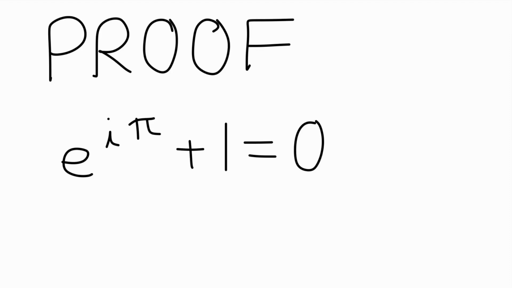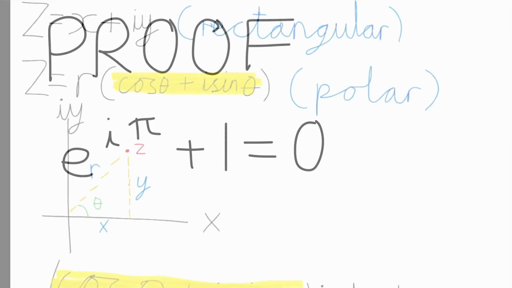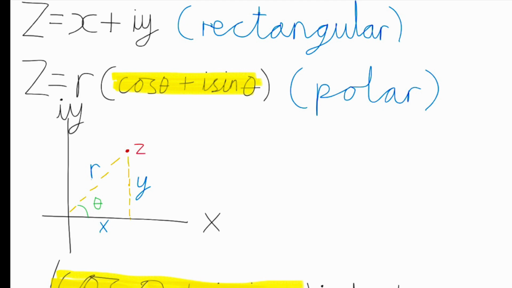Proof that e to the i pi plus 1 is equal to 0. First, let's look at the complex plane. Let's consider a point on this plane and call it z. In rectangular form, we can say that z is equal to x plus iy.